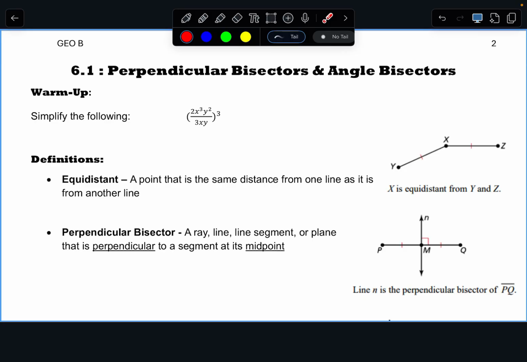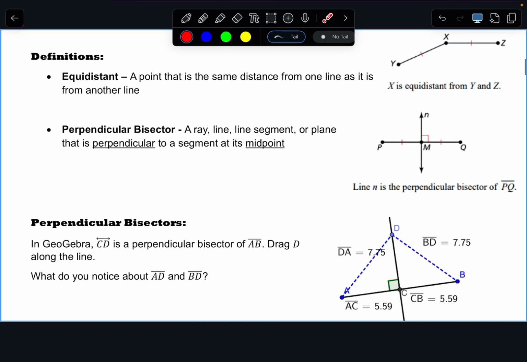Test on Friday. Okay. This unit, the entire unit, we're talking about special segments in triangles and some special properties that they have. So every day we're going to talk about a different segment in a triangle and different properties that it has. Before we do that, let's skip the warm-up. Let's just go straight into the lesson.